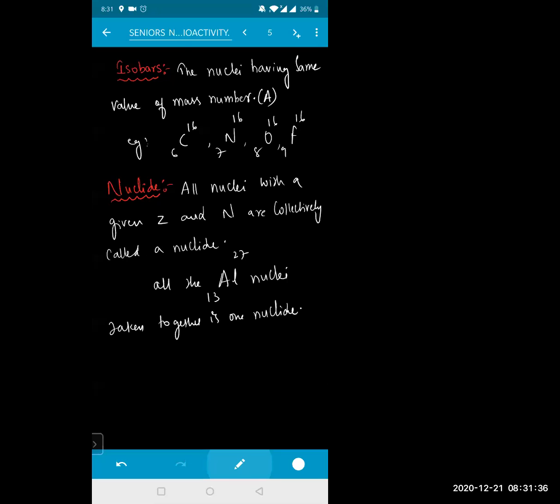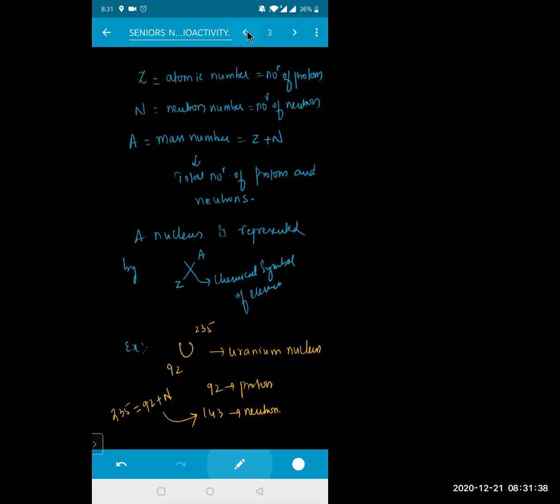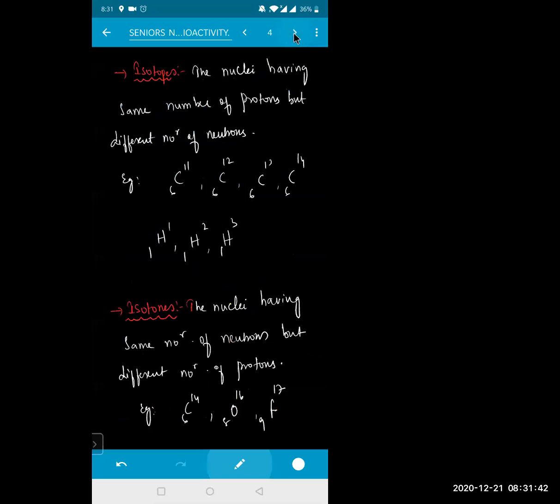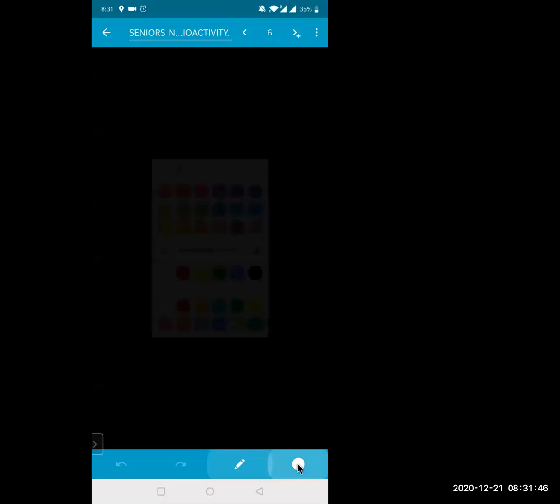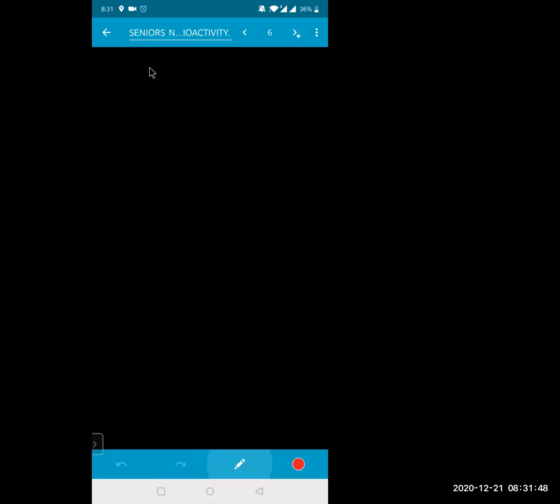So these are some of the terminologies which you should remember. These are the basics which you know from the very start, so I'm not putting much stress on this. Let us go to the next one: radius of nucleus.